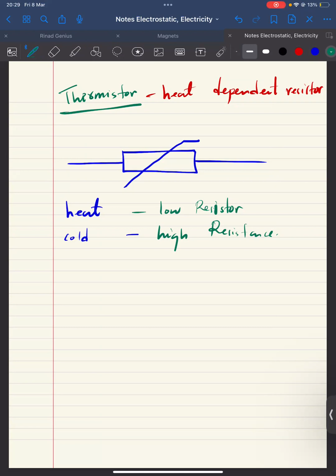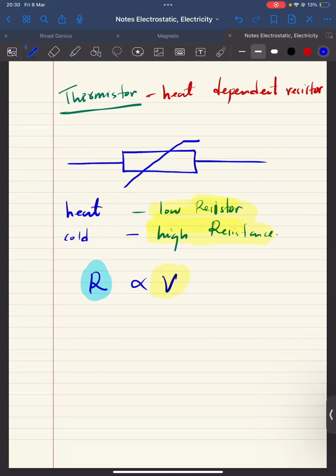how can it work as a potential divider? The fact that it can change its resistance. If you can change your resistance, then you can change your voltage. And these two things are proportional to each other. Since the resistance here is changing based on heat, we can say this thing can be used as a potential divider.